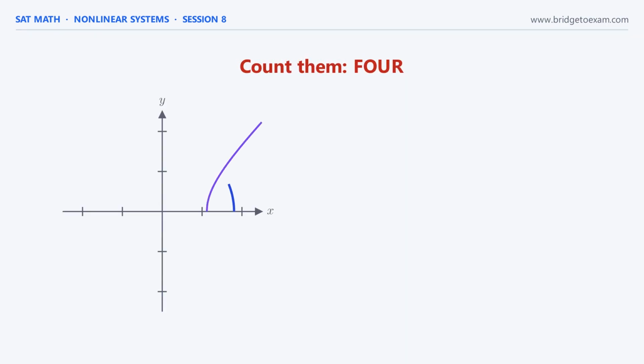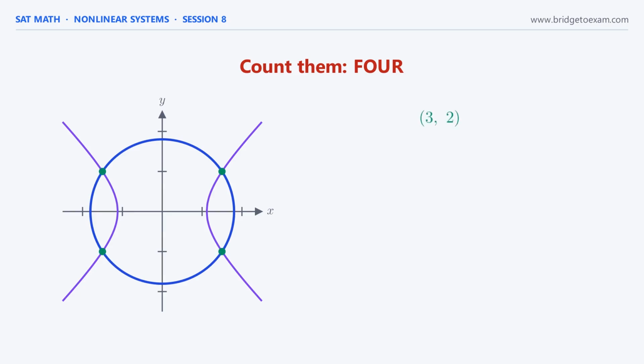Now count the solutions, carefully, because this is the part that surprises people. We found x equals plus or minus 3 and y equals plus or minus 2. So how many ordered pairs is that? It's not 2. Each choice of x can pair with each choice of y. 3 and 2, 3 and negative 2, negative 3 and 2, negative 3 and negative 2. That's 4 ordered pairs. And here's why all 4 genuinely work.